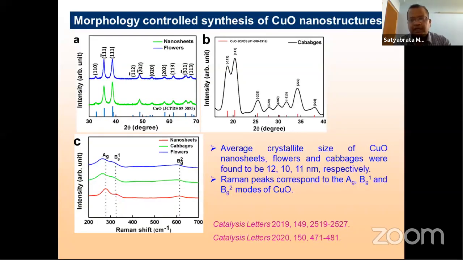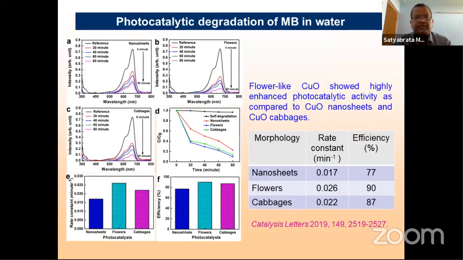Patterns clearly show they have a monoclinic structure, which is again confirmed from Raman results. So these are pure copper oxide monoclinic structured morphologies where we have controlled the crystallite size, varying from 10 to 12 nanometers. So crystallite size variation is minimal. It's the morphology which we have controlled by optimizing the experimental conditions.